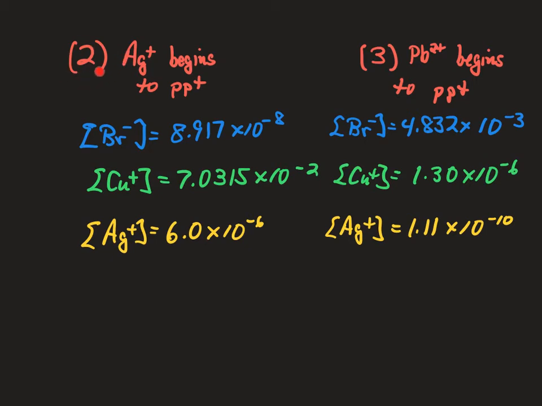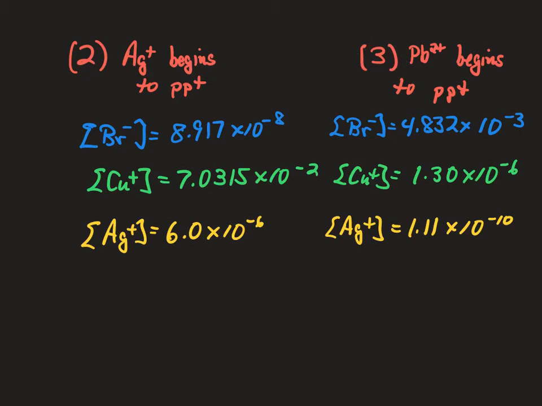When we reach point 2, that is when silver ions are going to begin to precipitate, our concentration of bromide ion was 8.917 times 10 to the minus 8th, and yes, I know we're carrying extra significant figures. Our concentration of copper ion is just a little more than 7 times 10 to the minus 2 molar, and our concentration of silver ion is still 6 times 10 to the minus 6 because it hasn't started to precipitate yet. When we exceed this concentration, silver ions will begin to precipitate. But copper ions will continue to precipitate as the bromide ion concentration goes up.